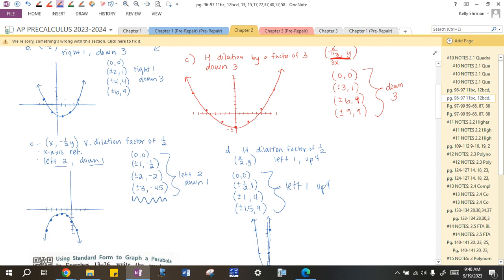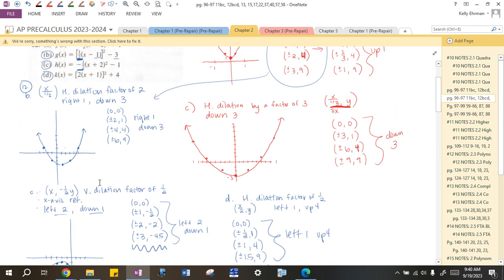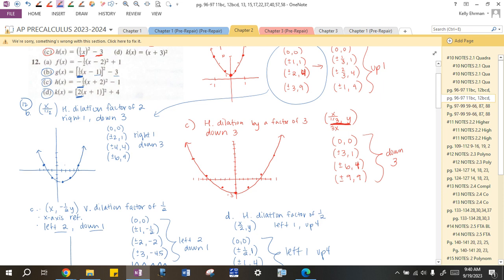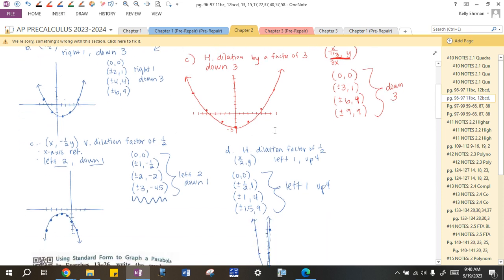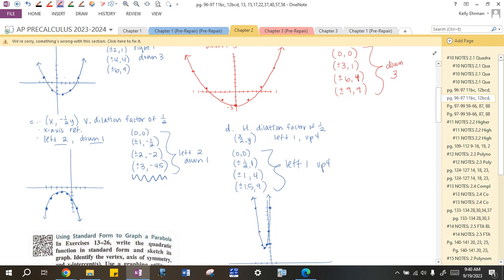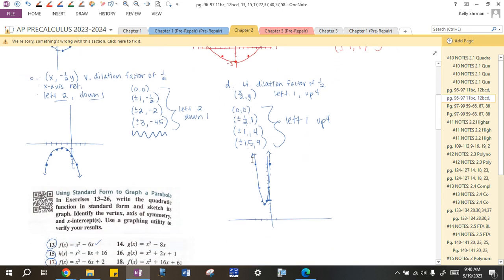Sorry. Yeah, when you multiply by -1/2, that's both an x-axis reflection and a vertical shrink, a dilation by a factor of 1/2. So that graph should be opening down. And finally, for part D, every x value gets divided by 2, and then we go left and up. So x divided by 2 changes all of these points, and then left and up. So you should have a skinnier parabola because this is a horizontal shrink by a factor of 1/2.